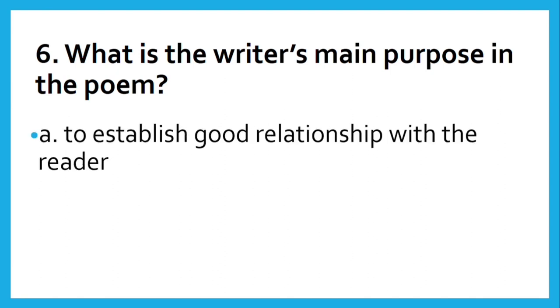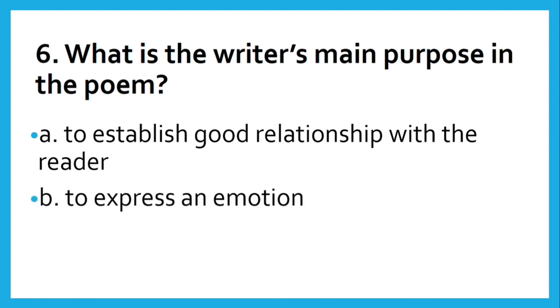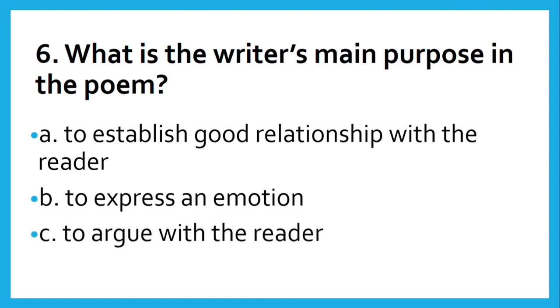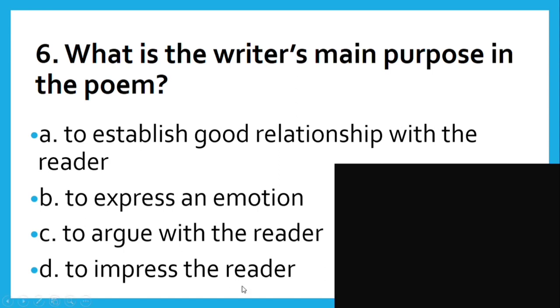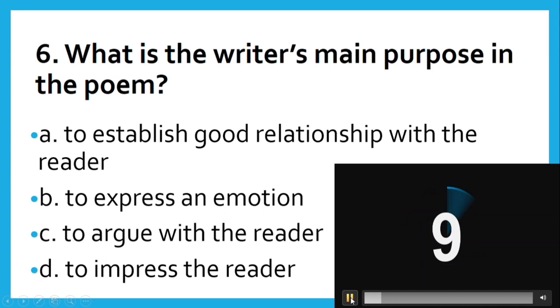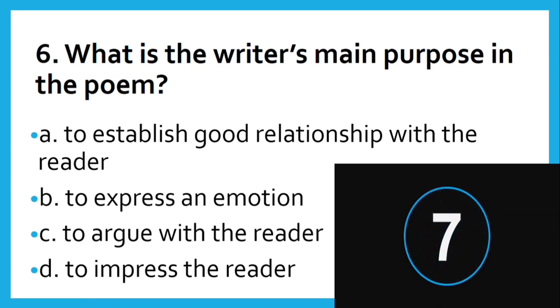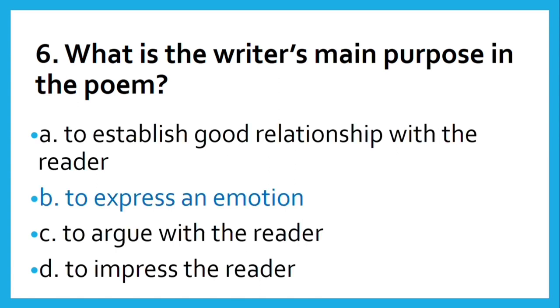Question number 6. What is the writer's main purpose in the poem? Letter A, to establish good relationship with the reader. B, to express an emotion. C, to argue with the reader. Or letter D, to impress the reader. Time's up! And the correct answer is... letter B, to express an emotion. Did you get the correct answer? Congratulations!